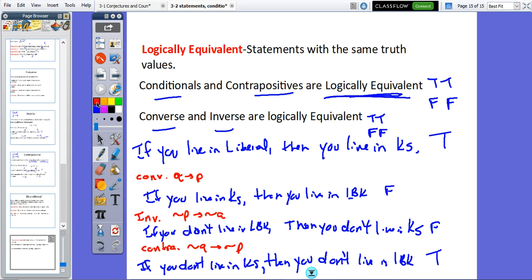So let's look at these logical equivalences. Our conditional statement, our original one, has the same truth value as our contrapositive down here, and then you look at our inverse and converse, they have the same truth value as well. So in the homework, when they give you the question, say, hey, here's the original conditional statement, I want you to write me the converse, the inverse, and the contrapositive. They can all be considered true.